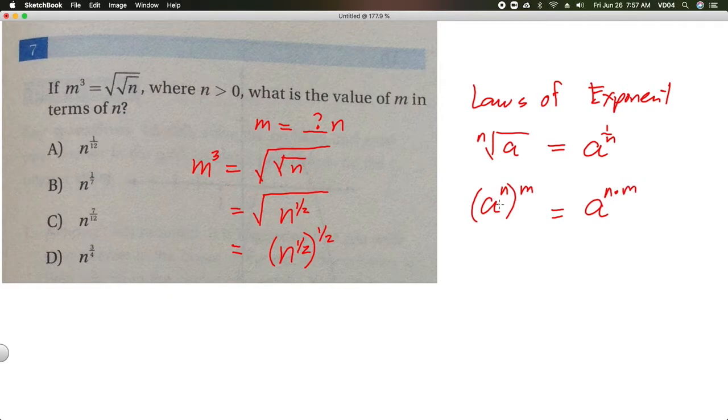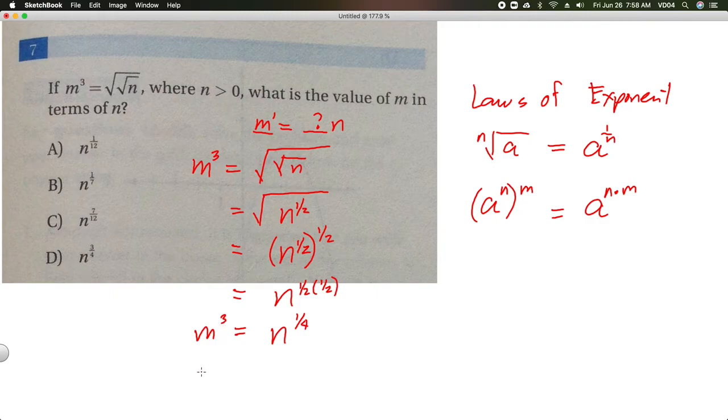So when we have this expression, we can actually multiply the exponents. So here we're going to multiply 1 half by 1 half. And therefore, we have n raised to 1 over 4. And that is equal to m cubed. But there is still a 3 in the exponent of m. We want m wherein the exponent is 1. So we want to make this 3 here 1.